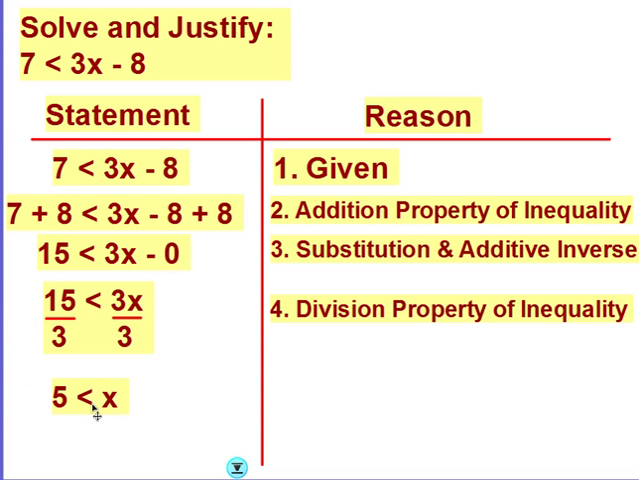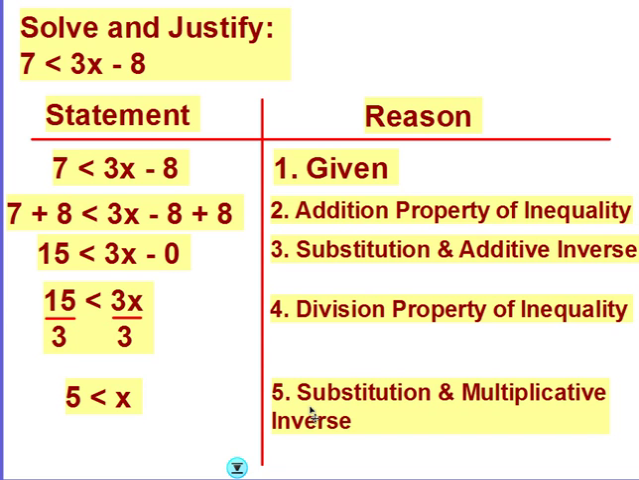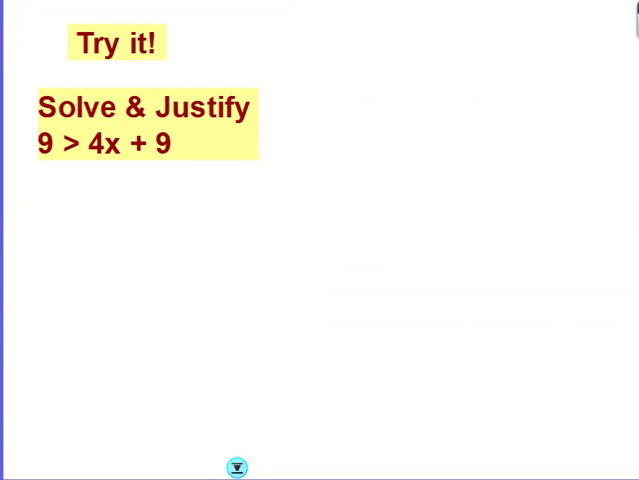Next, we know 15 divided by 3 is 5, and 3 divided by 3 is 1. And again, we have two properties, substitution and multiplicative inverse happening. Try this one on your own.